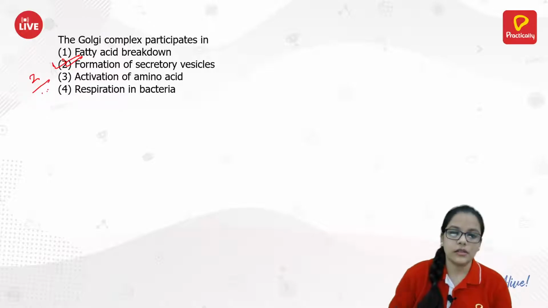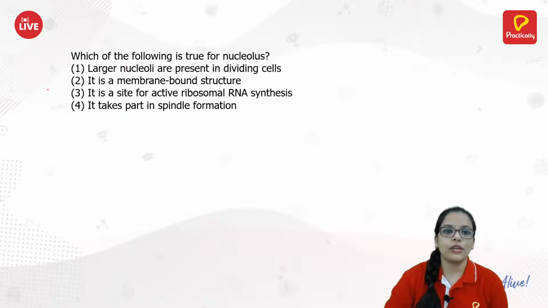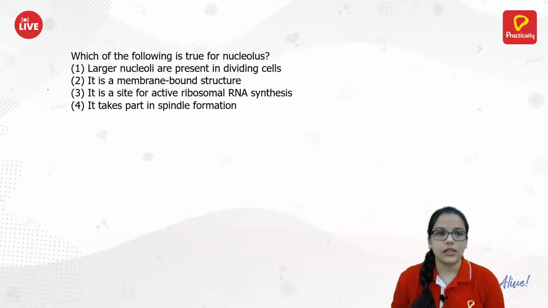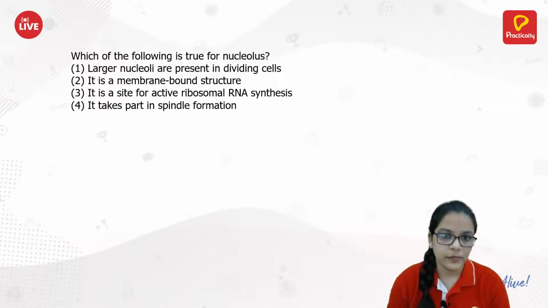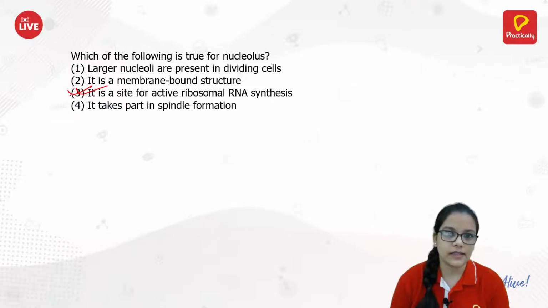secretory vesicles. Which of the following is true for nucleolus? Large nuclei are present in dividing cells. It is a membrane-bound structure. It is a site for active ribosomal RNA synthesis, and it takes part in spindle formation. It is actually a site for active ribosomal RNA synthesis. That is a nucleolus, outer one.